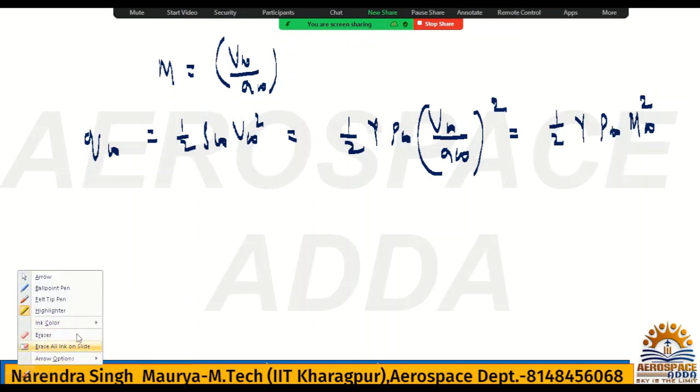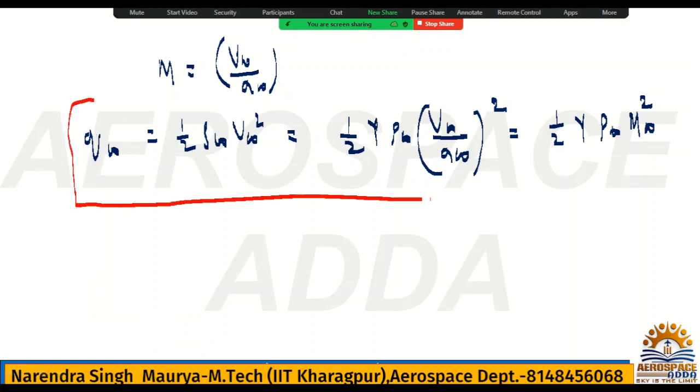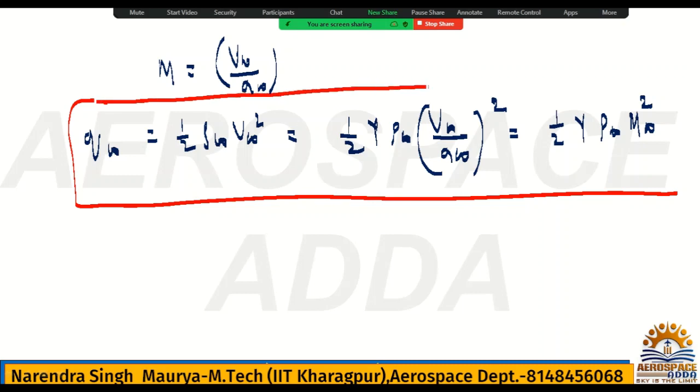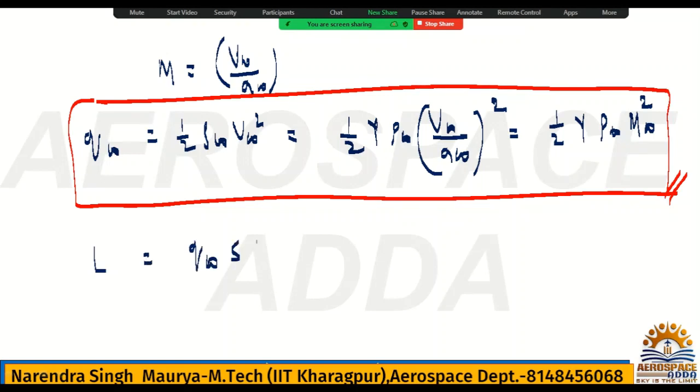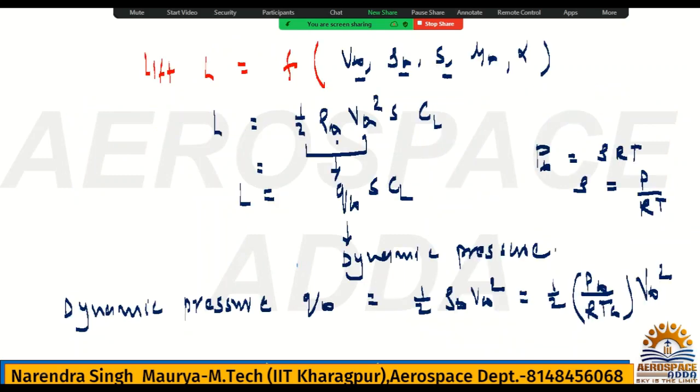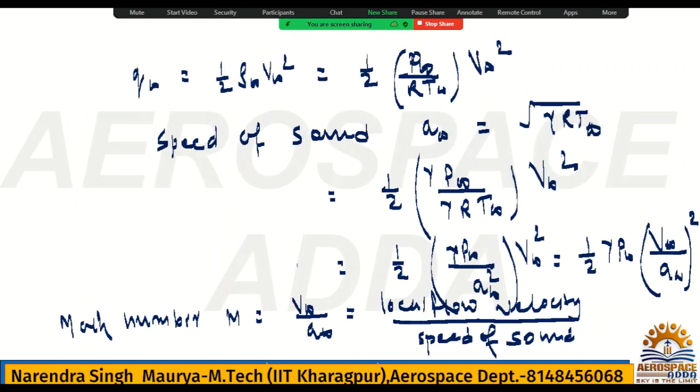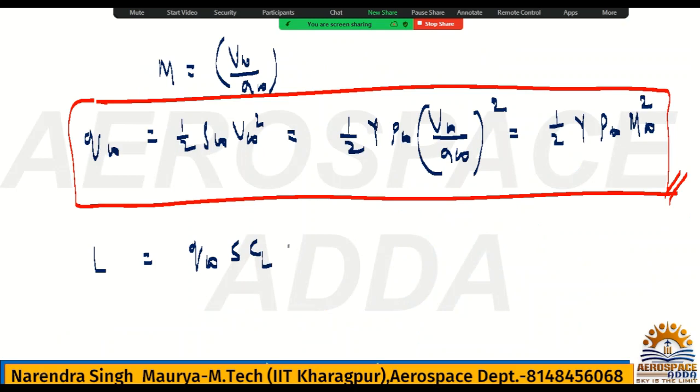So here check, this is what, Q infinity, which is nothing but dynamic pressure. So ultimately dynamic pressure also depends on the Mach number. Yes or no? So why am I writing this? Because if you check the lift force, what is the lift force? You have seen it is Q infinity S into CL. Na? See, Q infinity S into CL. So it is nothing but 1 by 2 rho V infinity square S into CL.